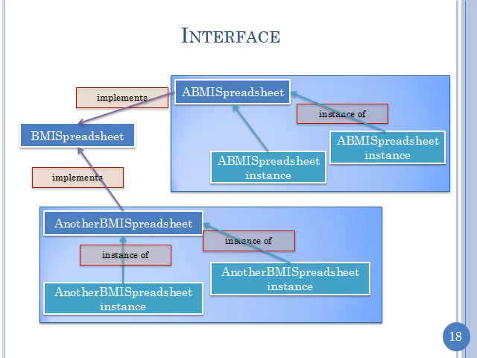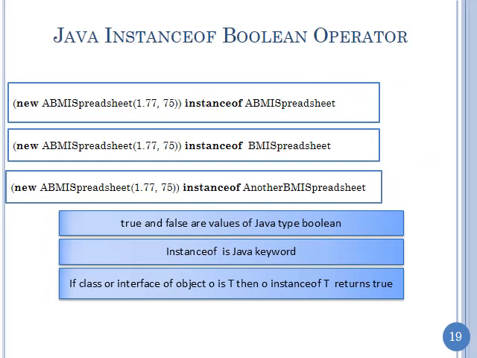So then what's the relationship between a BMI spreadsheet instance and the BMI spreadsheet interface? A BMI spreadsheet instance is an instance of the class. We said you're an instance of some type if all the methods in the type can be invoked on you. Can all the methods in the interface be invoked on the object? Yeah, because the class implements those methods. So you can say that a BMI spreadsheet instance is also an instance of the interface. Okay, so if I say new BMI spreadsheet instance of BMI spreadsheet, is that going to be true or false?